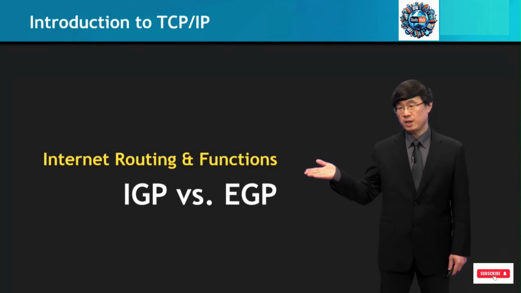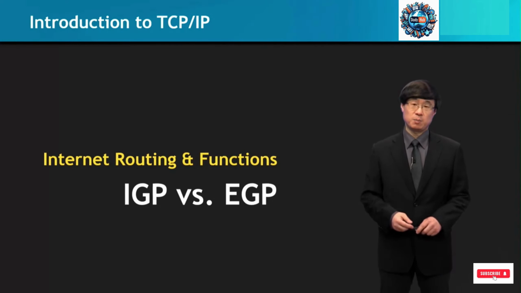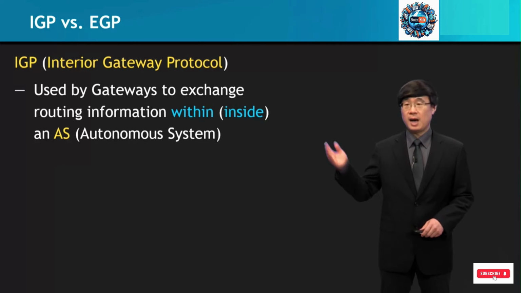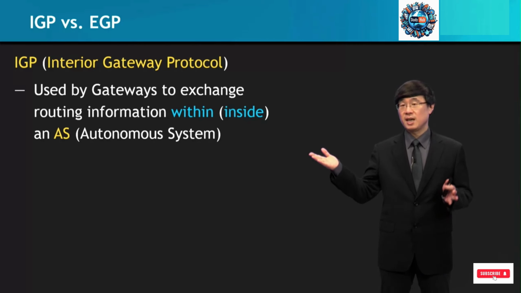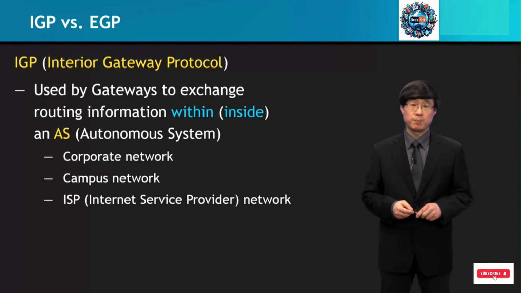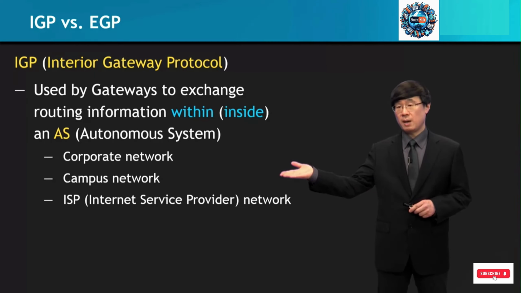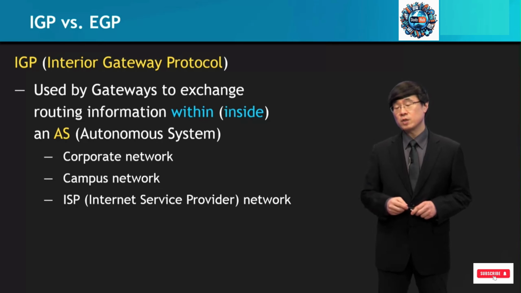For the chapter Internet Routing and Functions, we will now look into IGP and EGP. IGP stands for Interior Gateway Protocol. It's used by gateways to exchange routing information inside an autonomous system. An autonomous system could be like a corporate network, campus network, or an internet service provider network.